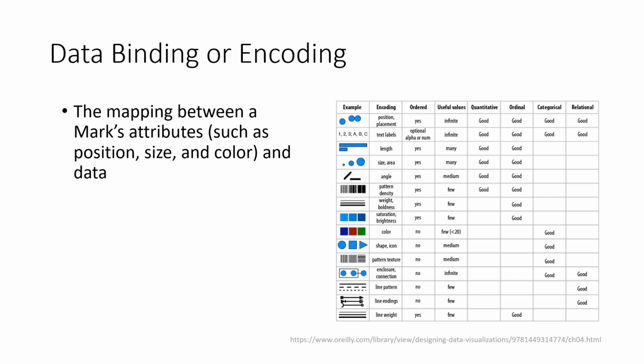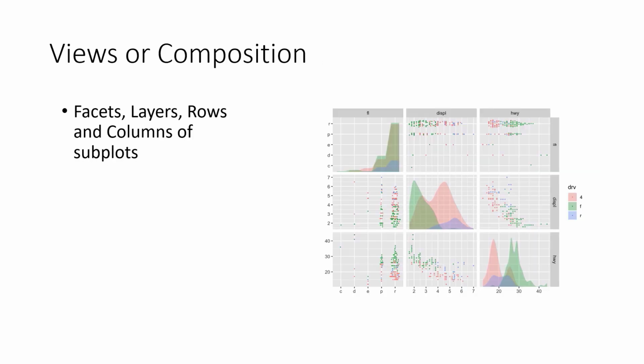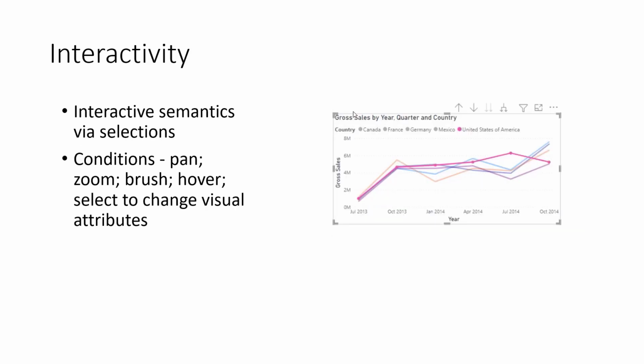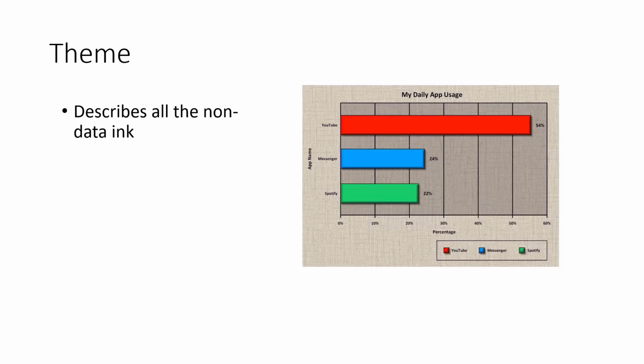Data binding or data encoding is the mapping between a mark's attributes, position, size, color, texture, all of that, and data. And this data can be constant or variable. Our visual encodings can then be layered, separated, joined to create different views, composition, and become interactive to add additional contextual information. Our visuals can be themed to be more aesthetically pleasing or more easily read.